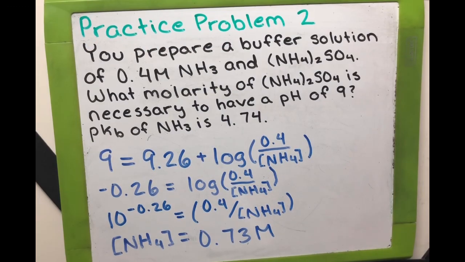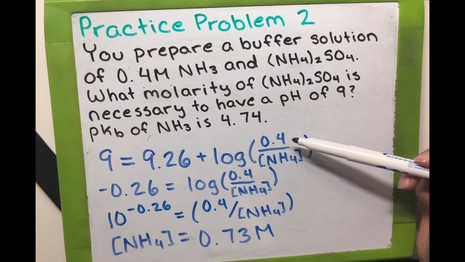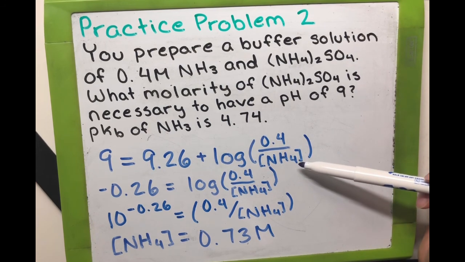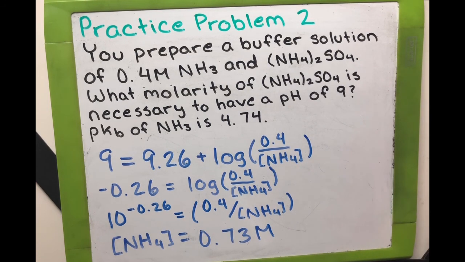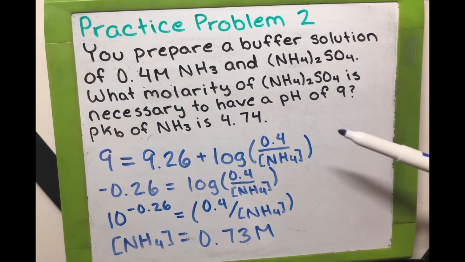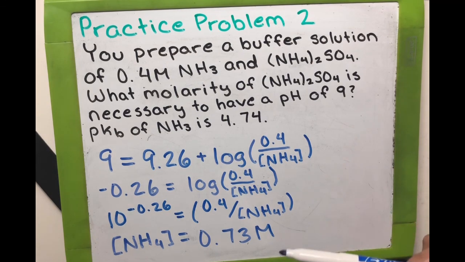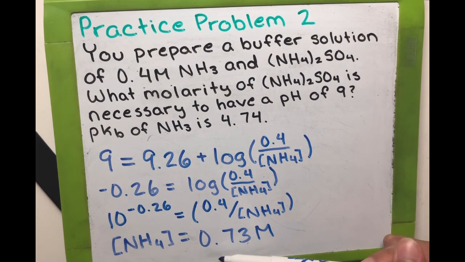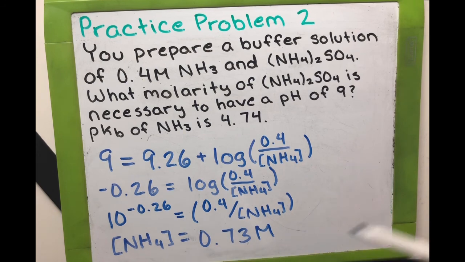Now that we have solved for our pKa, we can plug in for what we do know and solve for what we don't know. So we know that we're trying to achieve a pH of 9. We have solved that our pKa was 9.26. We are given the concentration of our base, and we are solving for the concentration of our acid. So now we just need to solve for our acid, and once we have solved for it, we should get that our concentration is 0.73 molar.